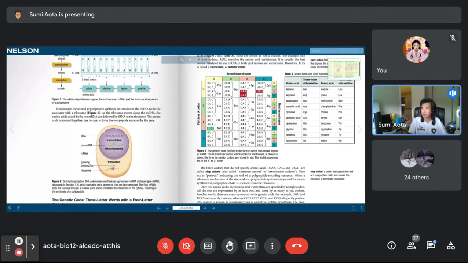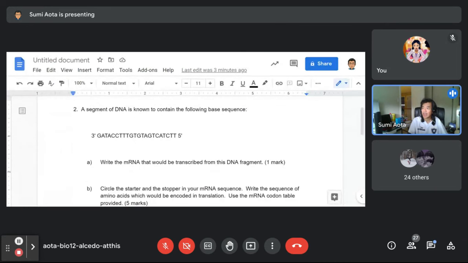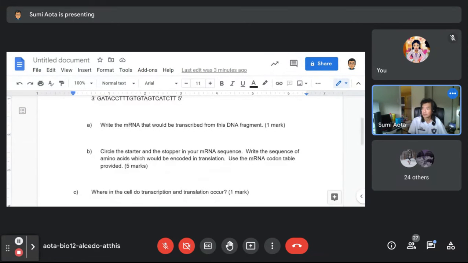But what I want you to do, from this strand of DNA, write the mRNA that you're going to get. Remember that you need to start from the 5' end of the messenger RNA when you make this, okay? And then try to figure out what the amino acid sequence would be using the mRNA codon, okay?